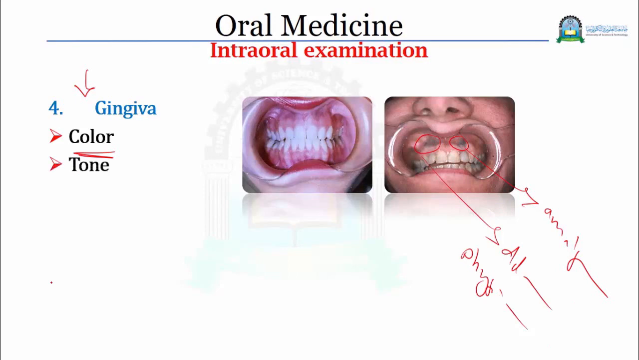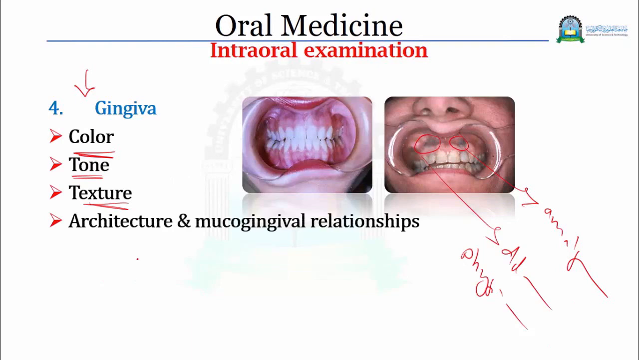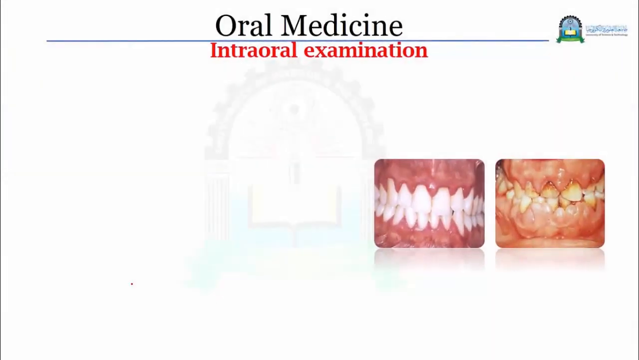The tone of the gingiva, if there is gingivitis or any other periodontal disease. The texture of gingiva should also be examined. Architecture and mucogingival relationship, if there is any recession or other lesion of the gingiva.